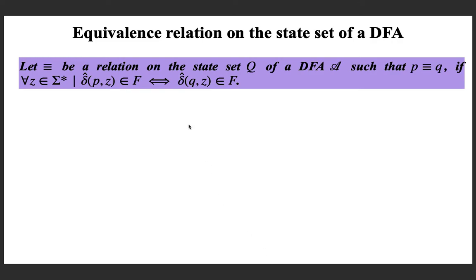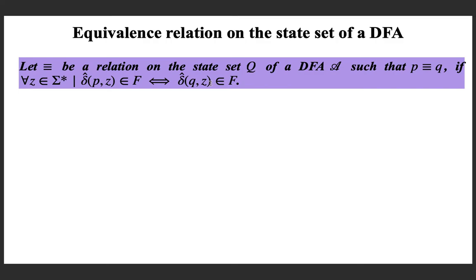This is the relation that we looked at. Now, we are just looking at when they are equivalent. That means, you cannot find a string Z such that Z can distinguish P and Q, or in other words, when they are equivalent, for all strings Z, the path for Z from P is going to a final state if and only if the path for Z from Q is going to a final state.